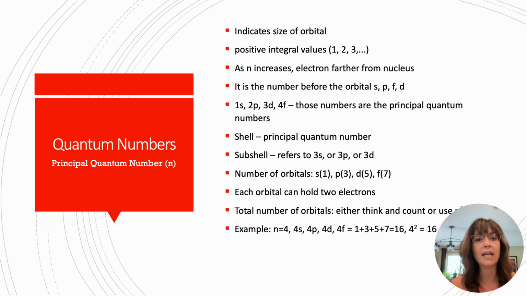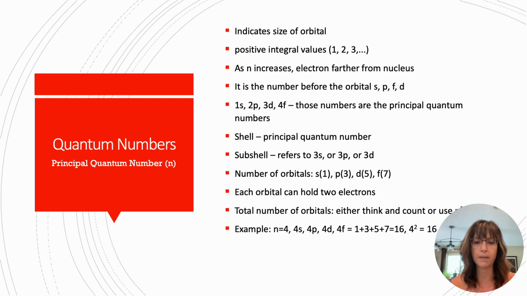This one actually indicates the size of the orbital. You will always see this as a positive integer: 1, 2, 3, 4, 5, 6, or 7. As n increases, it means that you're getting farther and farther from the nucleus. Do you remember electron configurations 1s2, 2s2, 2p6, and so on? That number in front of the s, p, f, or d, that's your principal quantum number, your letter n.